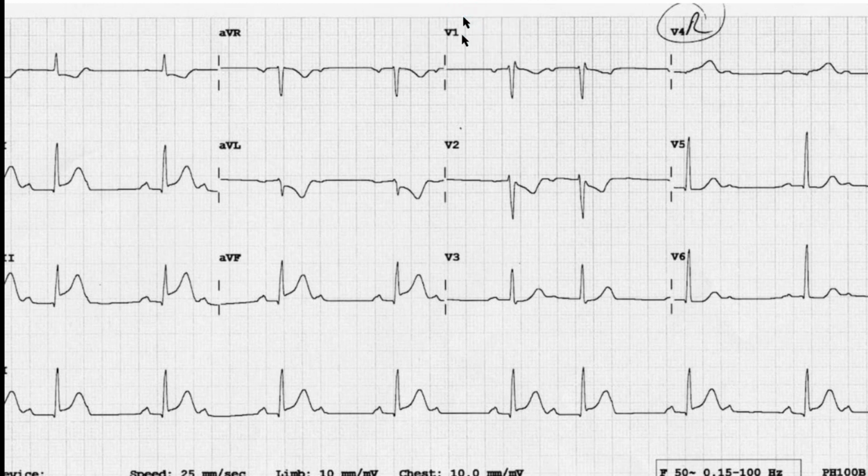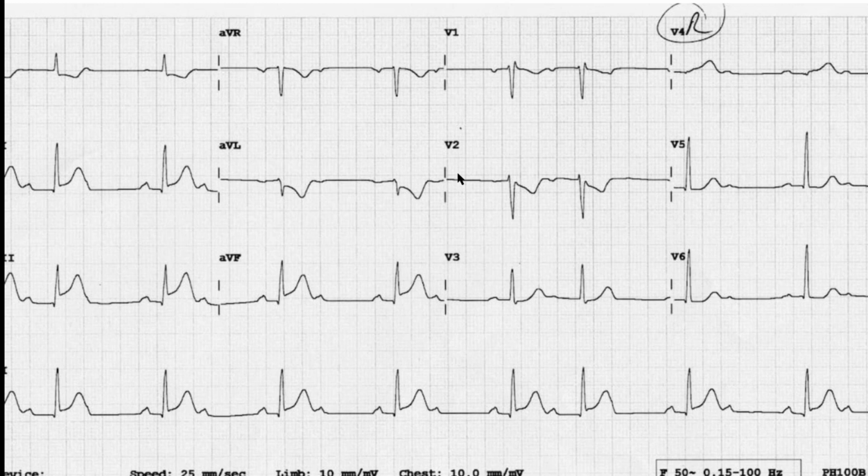After the rhythm, the next thing we look at on an ECG is heart rate. For heart rate, we will select a QRS complex which lies on a broad vertical line, and between this QRS complex and the next QRS complex, the large boxes are calculated as 300, 150, 100, 75, 60 and 50. So the heart rate in this case is 50 beats per minute. So this is a bradycardia.